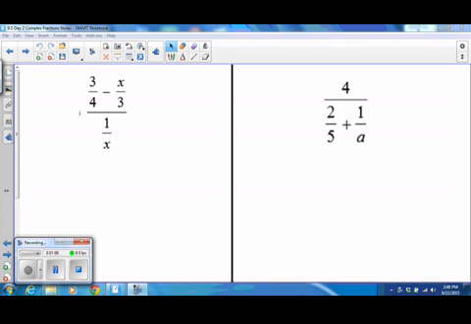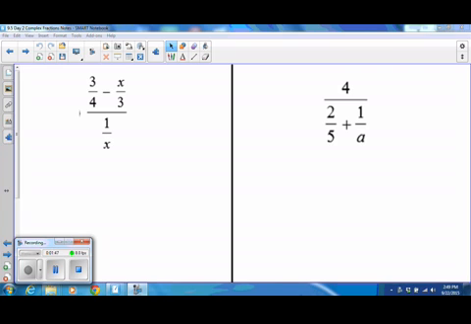Let's look at this first example. 3/4 minus x over 3, all over 1 over x. Okay, so let's look at what my denominators are. I have 4, I have 3, and I have x. What is going to be my common denominator between 4, 3, and x? What's the common denominator between 4 and 3? What's the least common multiple? 12. 12 is the least common multiple between 4 and 3, right? And then we still have an x.